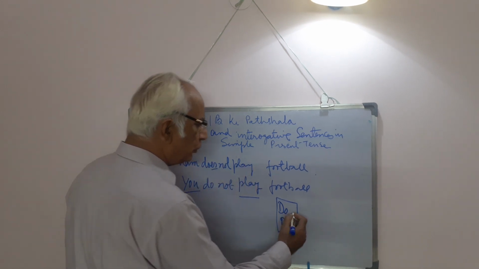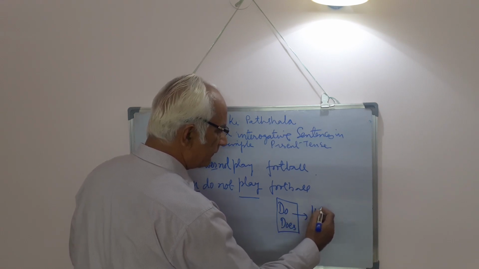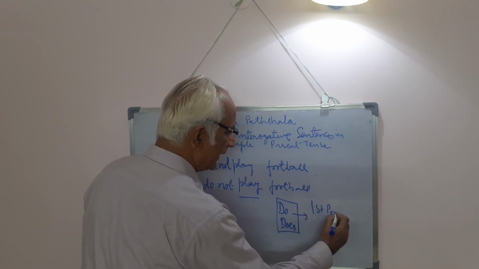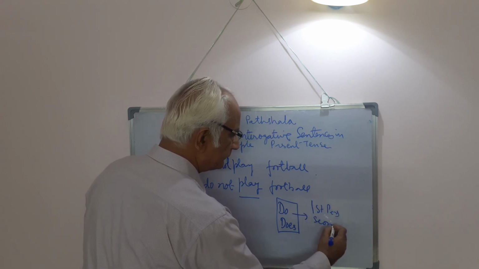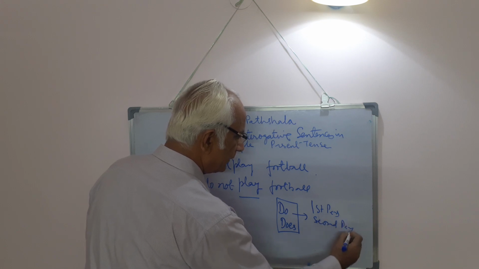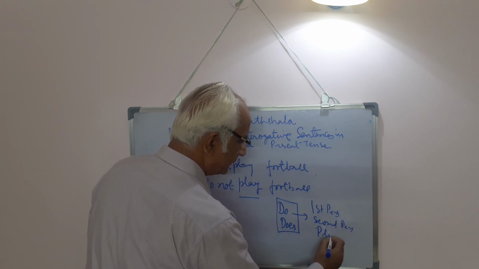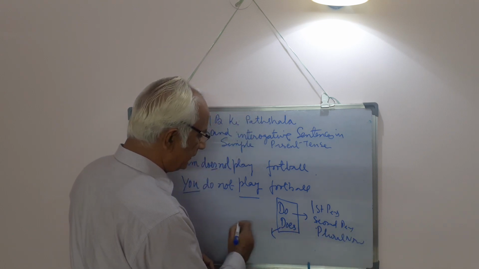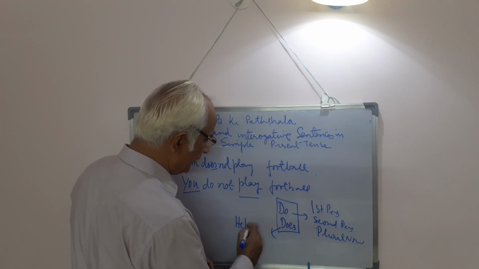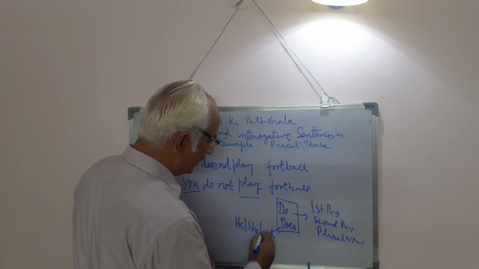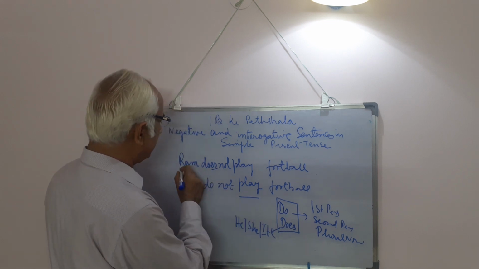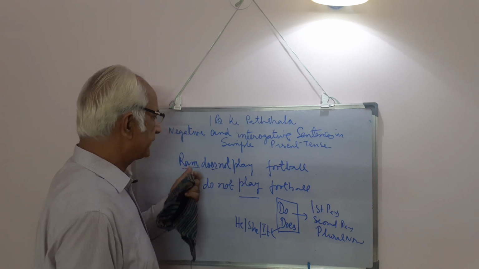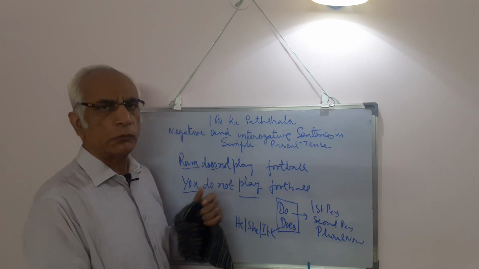So when do we use do? We use do with first person. We use do with second person. And we use do with plural noun. And does we use with singular noun or singular pronoun. Singular noun is like Ram. Ram does not play football. He does not play football. She does not play football.